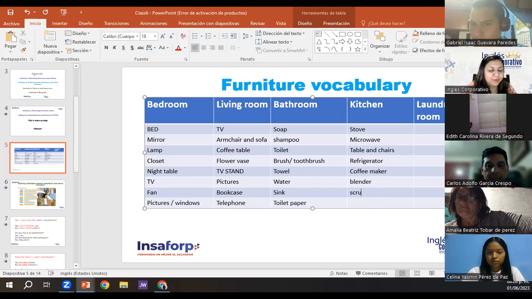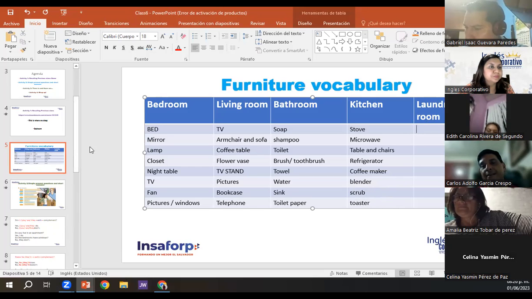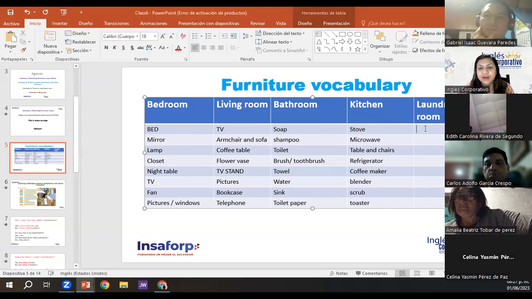Okay, somebody wrote the scrub to wash the dishes. Okay, what about the laundry room? In the laundry room. Oh, a very important thing. In the laundry to wash your clothes.